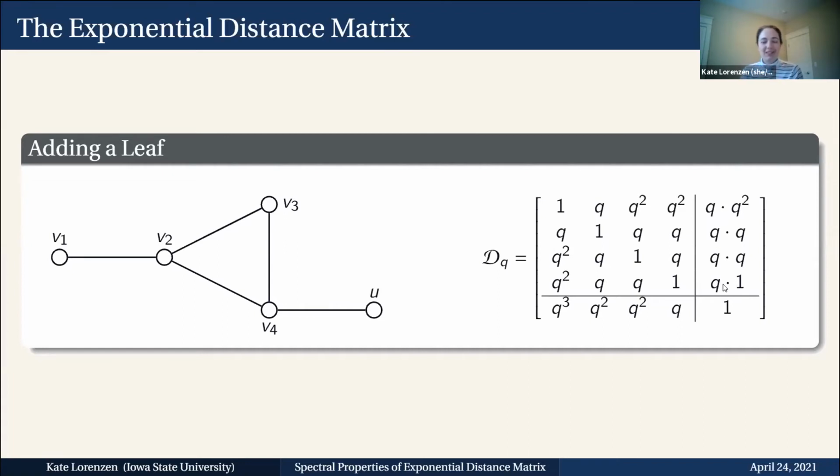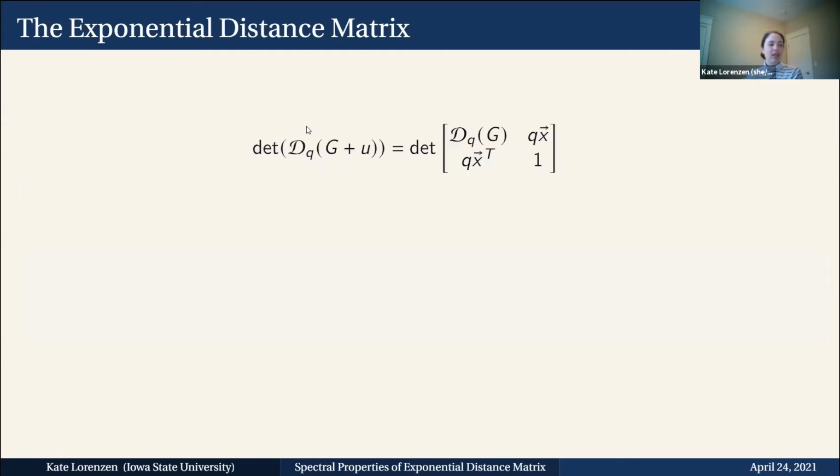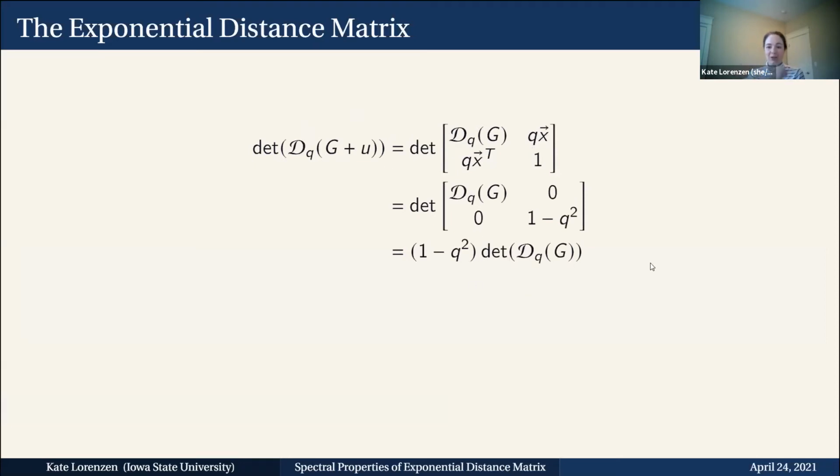Now, what makes this really interesting is if we want to take the determinant of the graph where I've added my leaf vertex, I can rewrite that as taking the determinant of this block matrix, where again I have q times the column of my original DQ matrix here. And since I just want to take my determinant, I can use row and column operations to reduce this down to get zeros in that column. And then I can expand my determinant to get the determinant of my larger graph, where I've added a leaf vertex, in terms of the determinant of my smaller graph.